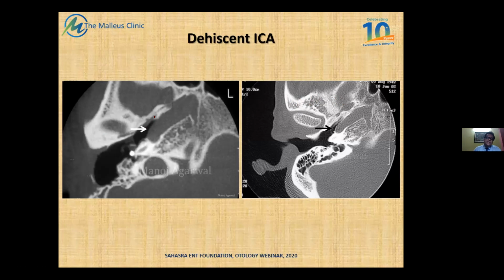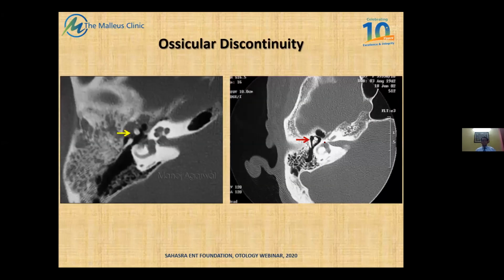But you can very clearly see that the bone over the lateral aspect of the horizontal part of the internal carotid artery, in close proximity to the Eustachian tube, is missing. Okay, it is missing. So this is a dehiscent internal carotid artery. This is the jugular bulb here, the basal turn of the cochlea, the cochlear aqueduct, so on and so forth.